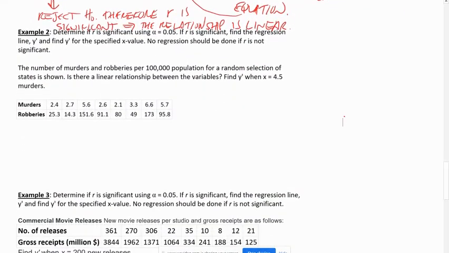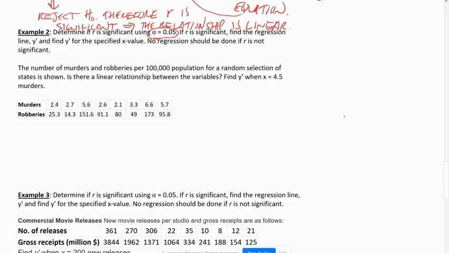Okay, so let's move on to example 2. This time we have some data about the number of murders that were committed in a state, and the number of robberies, from randomly selected states shown. Is there a linear relationship? And so we're using, again, alpha equals 0.05.